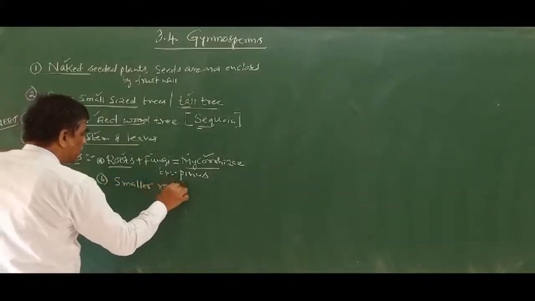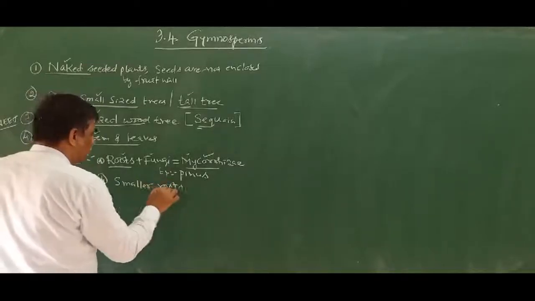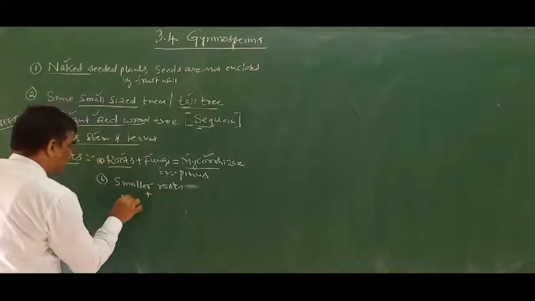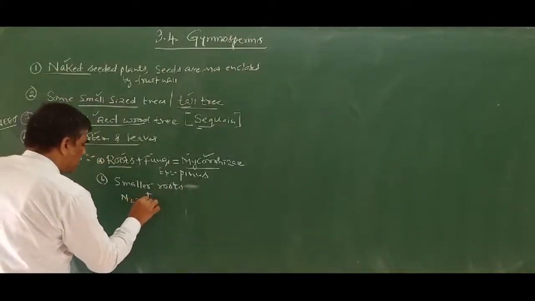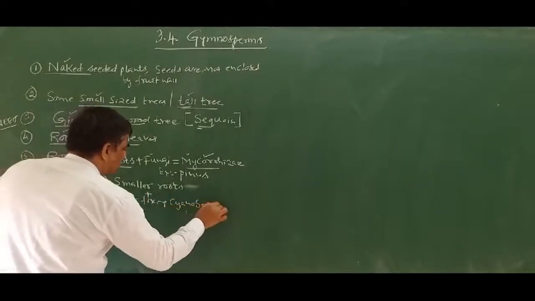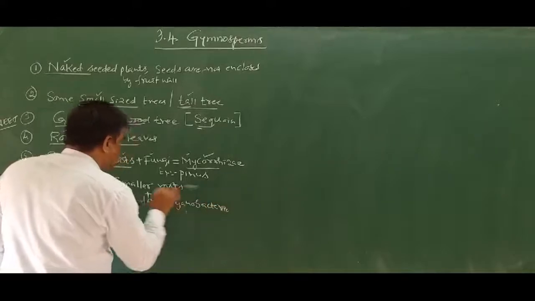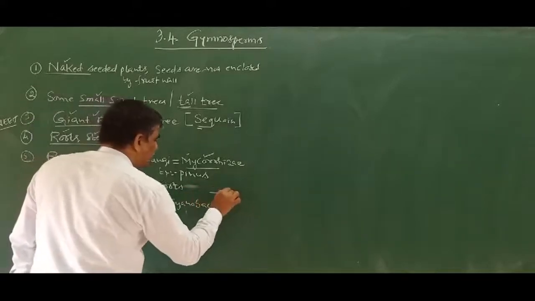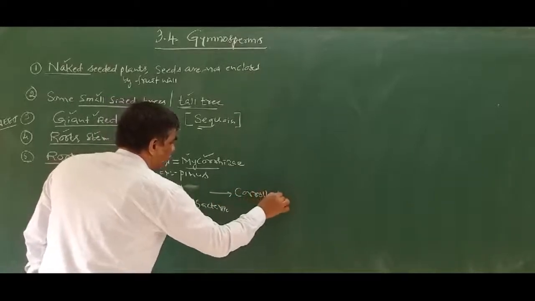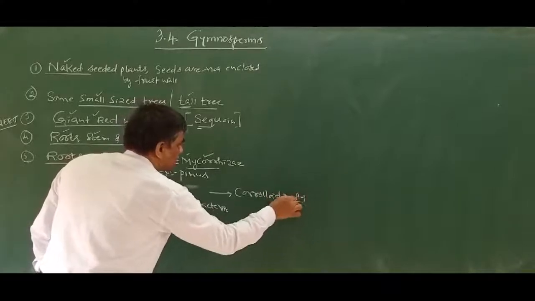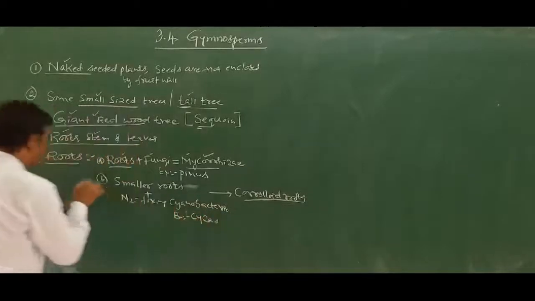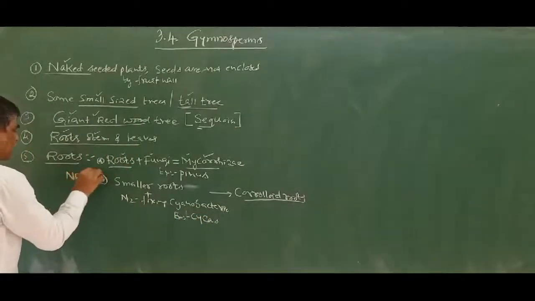Smaller roots are present in association with nitrogen fixing bacteria. Nitrogen fixing cyanobacteria are present along with these smaller roots, and in this association, these smaller roots are called coralloid roots. These coralloid roots are present in the case of a cycas plant. Example is cycas. These two are very important from the point of view of need.